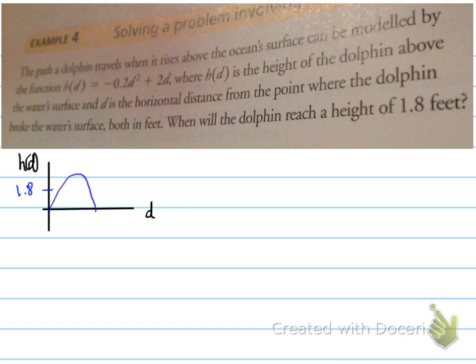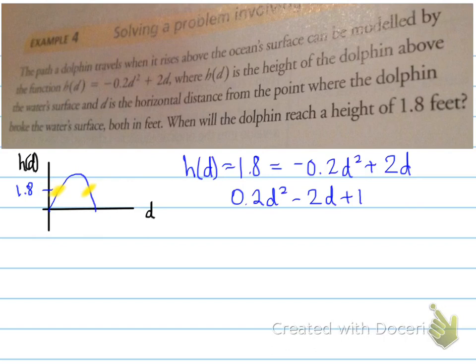Well, it jumps out of the water at a certain point, and then it jumps up, reaches the 1.8, goes past it, comes back down, and then reaches 1.8 again on its way down before it goes back in the water. So, with this understanding, what you need to do is use the equation to our benefit. That is, we're going to set h of d equal to 1.8, and that equals the equation.